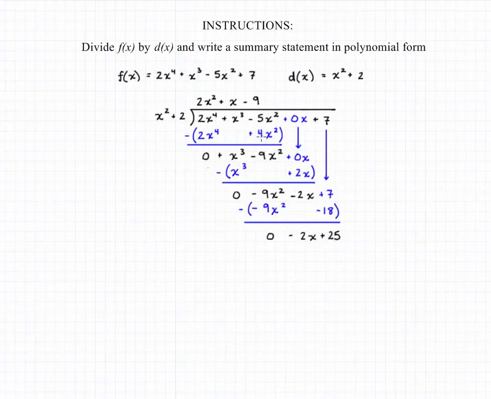And from here, we can't do any more division, so we can rewrite our quotient in polynomial form, which is x squared plus 2 times 2x squared plus x minus 9, and then all of that added to negative 2x plus 25. And that will be our final answer.